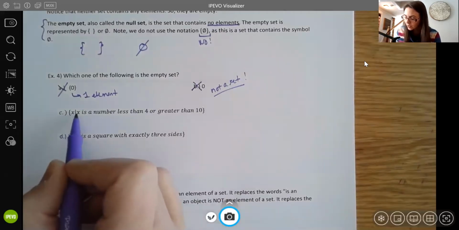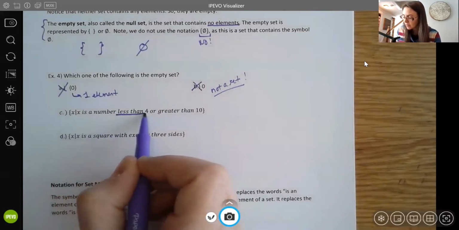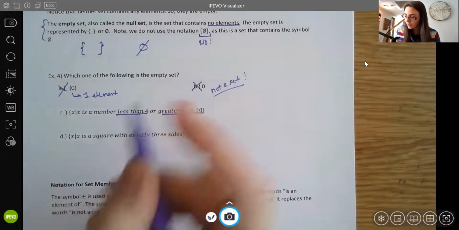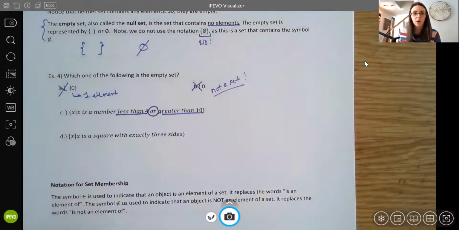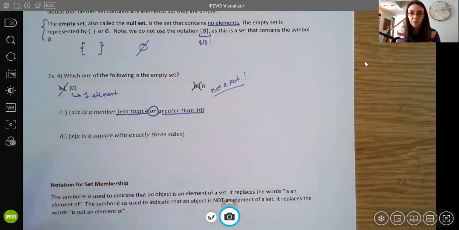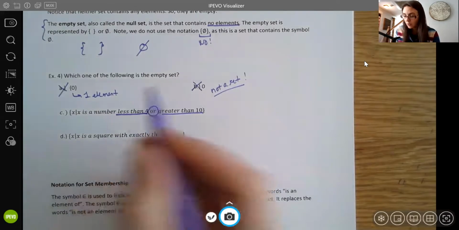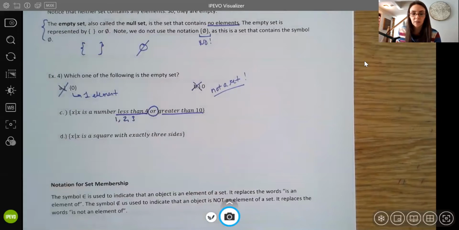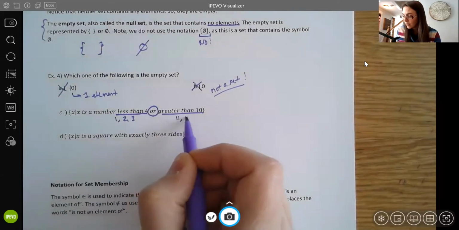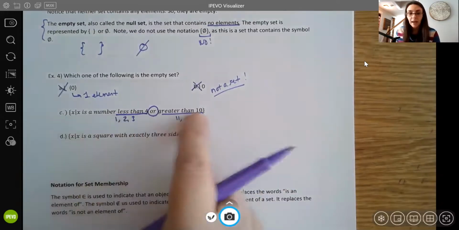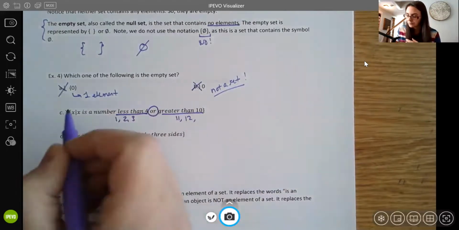Here, x such that x is a number less than 4 or greater than 10. Now be careful here. This one has the keyword or in between, not and. So the set consists of numbers that are less than 4 or greater than 10. So for instance, the number 1 or 2 or 3 could all be in there because they're all less than 4. Or the number 11, 12, etc. could be in there because they're greater than 10. So this is not empty. This has lots of different numbers.